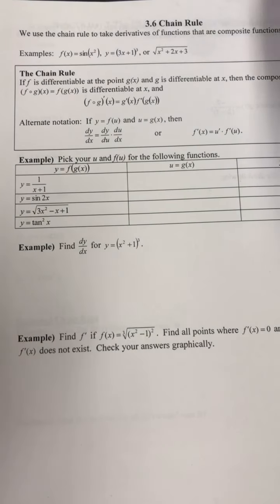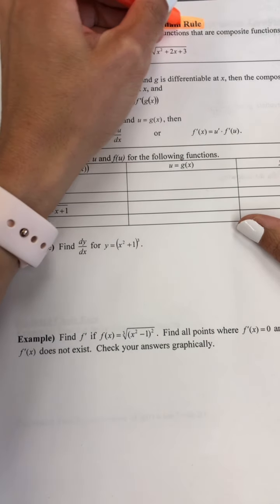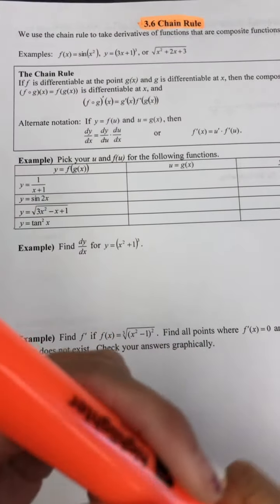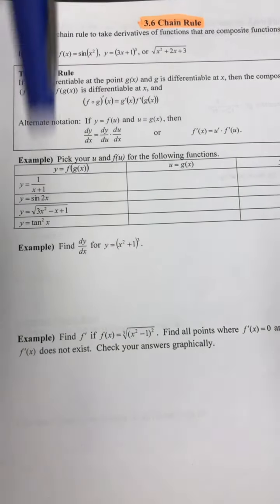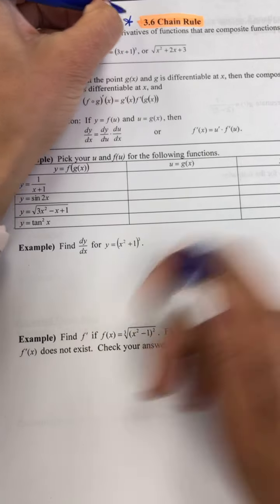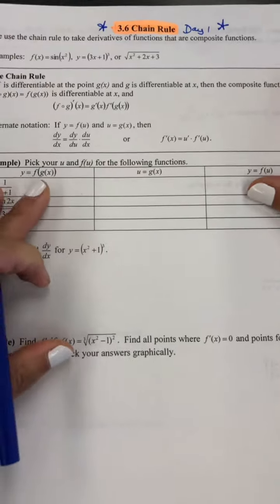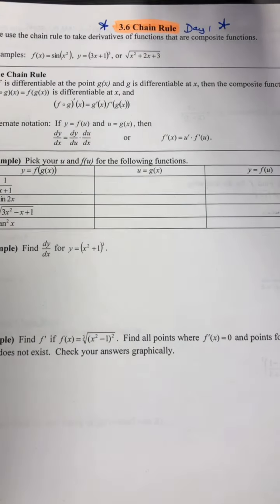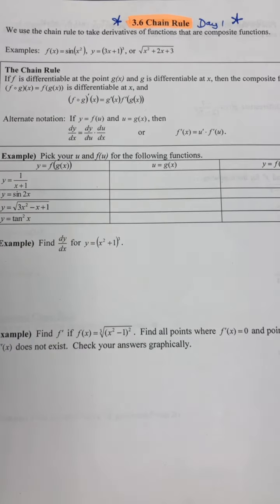Hey guys, so we are on 3.6, the chain rule. Out of all the derivative rules, like the power rule, product rule, and quotient rule, this one is the biggest one. This is the most important. This is your notes for day one. This is huge. Now, these notes are going to be kind of out of order. There are some things we're going to cut out, but just follow along as best you can. The attachment was already there, so either copy it down or print it out if you can.